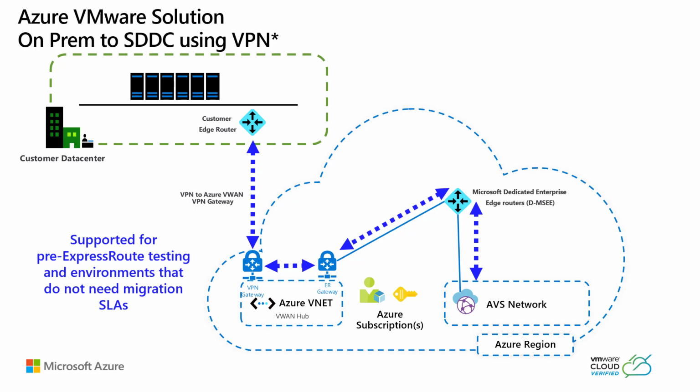AVS also supports a VPN connectivity pattern. This is primarily used for POC environments where you need site-to-site connectivity. Maybe you're waiting on your ExpressRoute circuit. The big piece here is the migration over a site-to-site VPN is not backed by an SLA with VMware. So if you need dedicated SLA-backed guarantees, you'll need to factor in having that ExpressRoute circuit from on-prem into Azure.